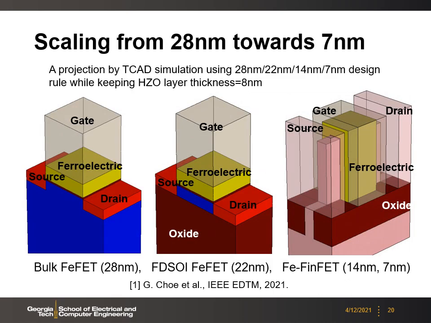With this approach, we can model the variability as we scale the FeFET technology node. Here we show 3 TCAD structures. The first one is a bulk transistor structure at 28 nanometer. Second is a FDSOI structure at 22 nanometer. And then the FinFET structure at 14 and 7 nanometer. Here we are going to apply the mixed phase patterns for the active Fe layer.